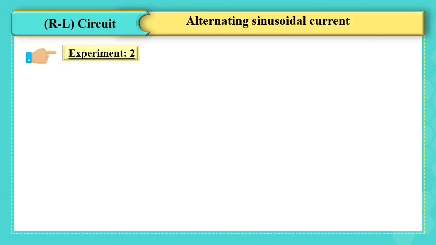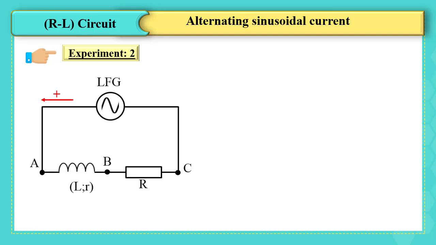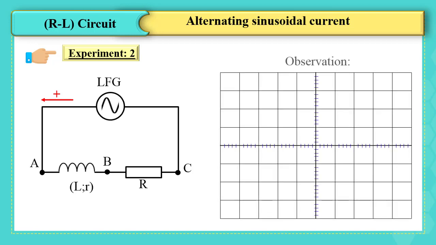RL circuit, experiment 2. Consider the following circuit, which contains a low-frequency generator that delivers an alternating sinusoidal voltage, a coil of inductance L and internal resistance r, and a resistor of resistance R.